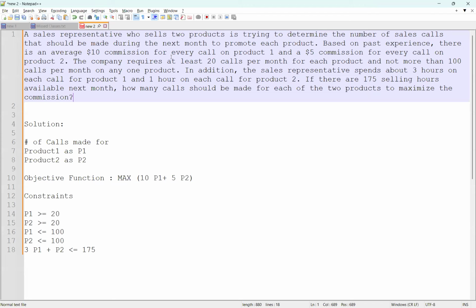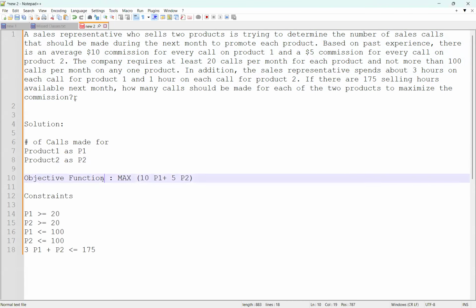When we are dealing with such a case for LPP, for that case of LPP, if you see the product P1, number of calls made P1. Okay, so the variables are P1 and P2. P1 is the number of calls made for product 1. P2 is the number of calls made for product 2.